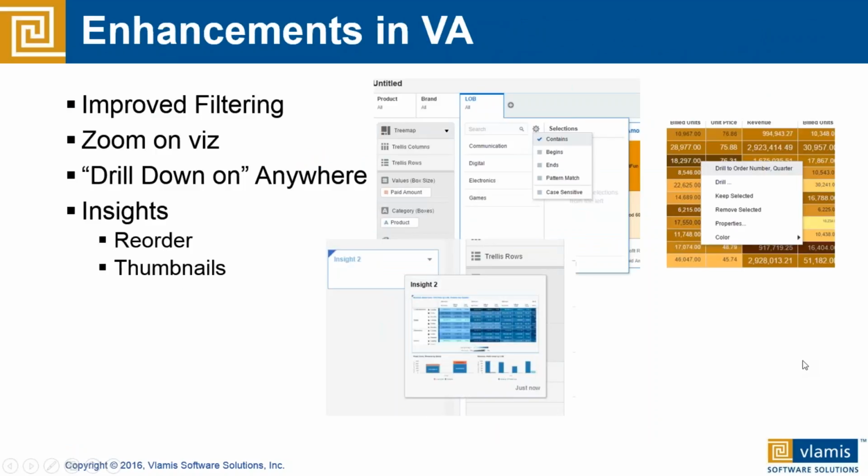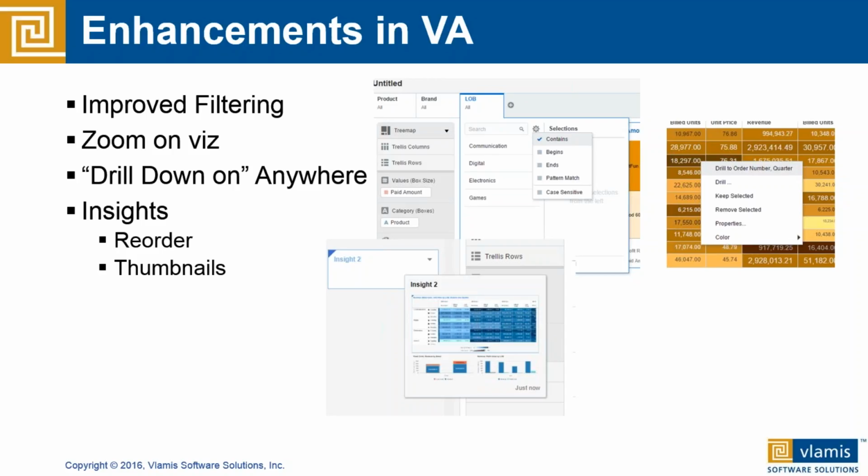Some of the enhancements then in Visual Analyzer, diving into this, is some additional filtering. So now when you're filtering, you can use contains, begins, ends, pattern match, that type of thing, and you can choose whether things are case sensitive or not when you're filtering. Very nice. You can also zoom in on the visualizations, we'll show that, and how you can drill to various areas. So there's additional zooming, and as well drill down on anywhere.